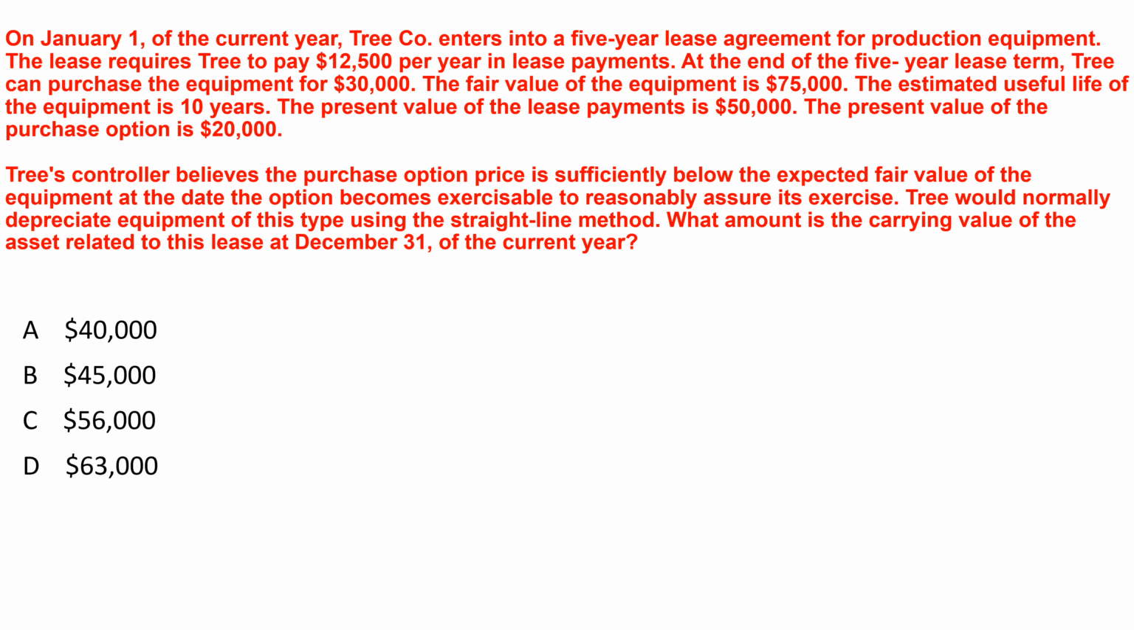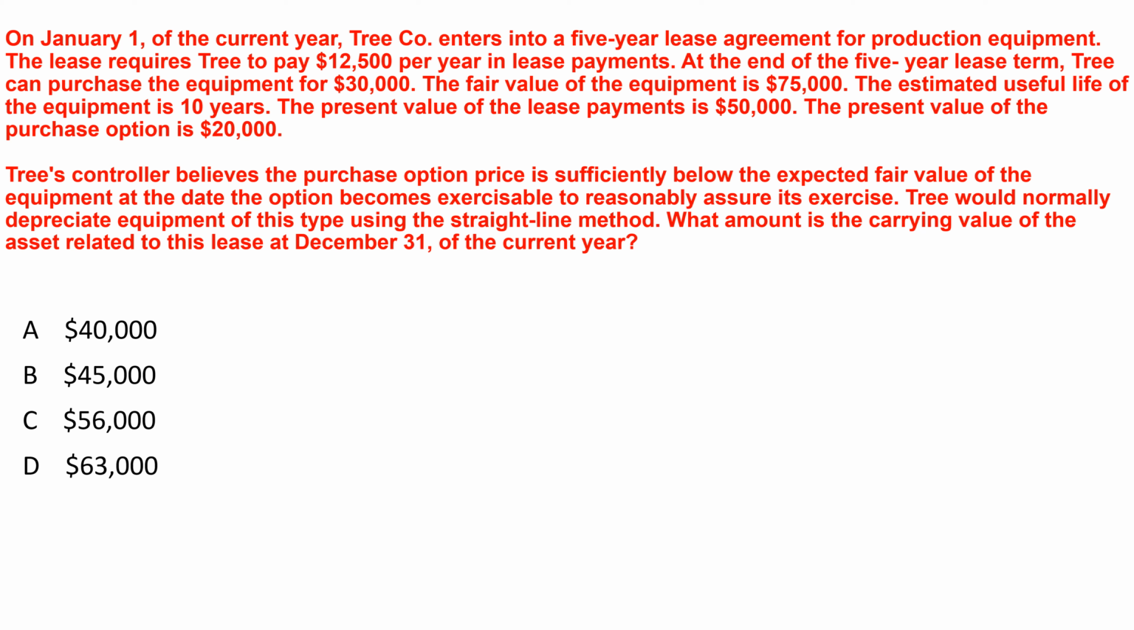Next question. On January 1st of the current year, Tree Company enters into a 5-year lease agreement for production equipment. The lease requires Tree to pay $12,500 per year in lease payments. At the end of the 5-year lease term, Tree can purchase the equipment for $30,000. The fair value of the equipment is $75,000. The estimated useful life of the equipment is 10 years. The present value of the lease payments is $50,000. The present value of the purchase option is $20,000.